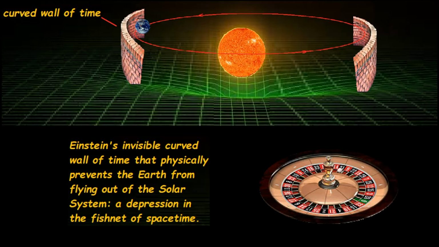Very, very similar to the analogy of a roulette. You have the little ball going around the roulette. Why doesn't it fly out of there? Because it's got this wall that's preventing the little ball from flying out. And this is no different. Okay, so it's the roulette mechanism.